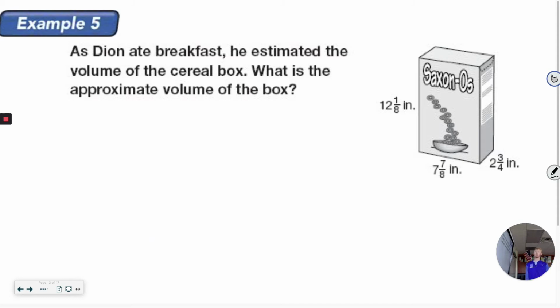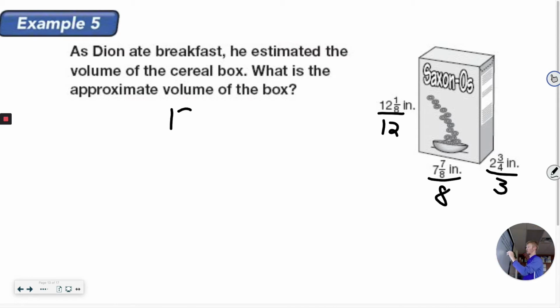All right, example 5. It says, as Dion ate breakfast, he estimated the volume of the cereal box. What is the approximate volume of the box? All right, so we learned about estimating mixed numbers before. So 12 and 1/8 is closer to 12. 7 and 7/8 is closer to 8. And 2 and 3/4 is closer to 3.